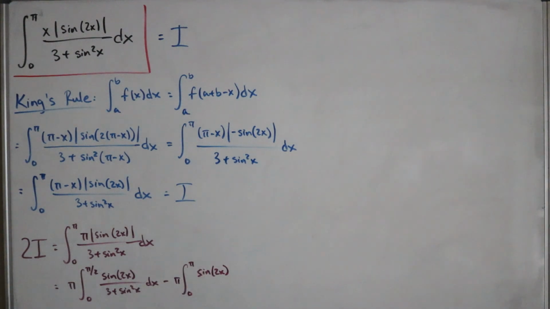Well, I also got to change this bound here. So that should be pi divided by 2 on the lower bound there. And then over 3 plus sine squared of x, and then dx.